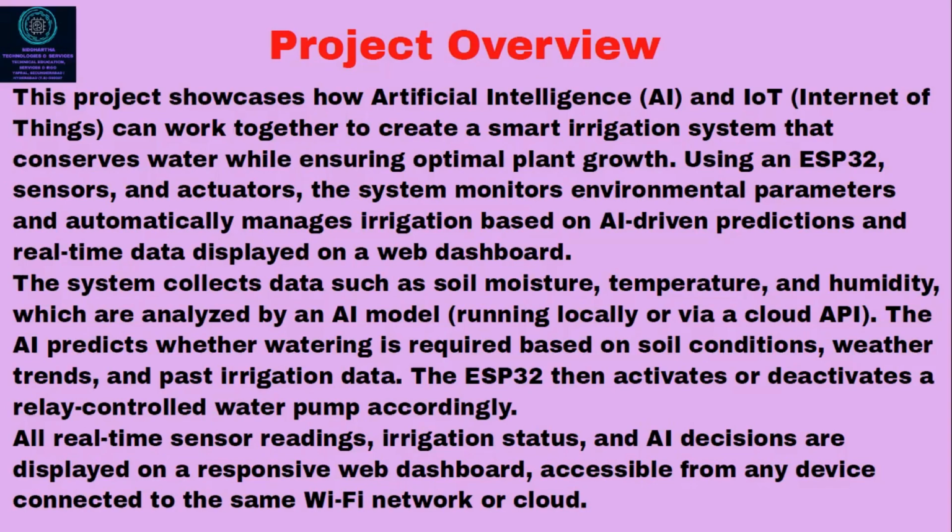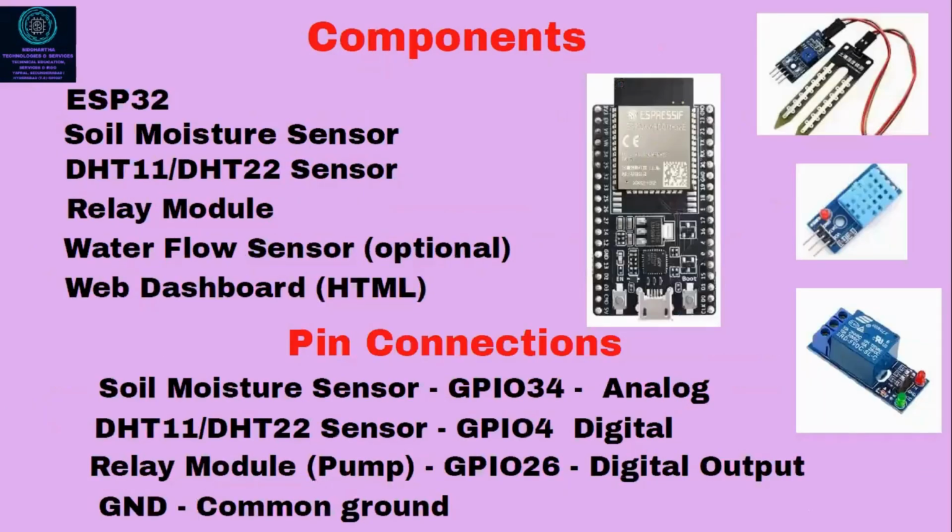The ESP32 then activates or deactivates a relay controlling the water pump accordingly. So we have used a relay in the place of an actuator. All real-time sensor readings, irrigation status, and AI decisions are displayed on the responsive web dashboard, that is the HTML dashboard, accessible from any device connected to the same Wi-Fi network or cloud. Okay, so this is the abstract of the project.